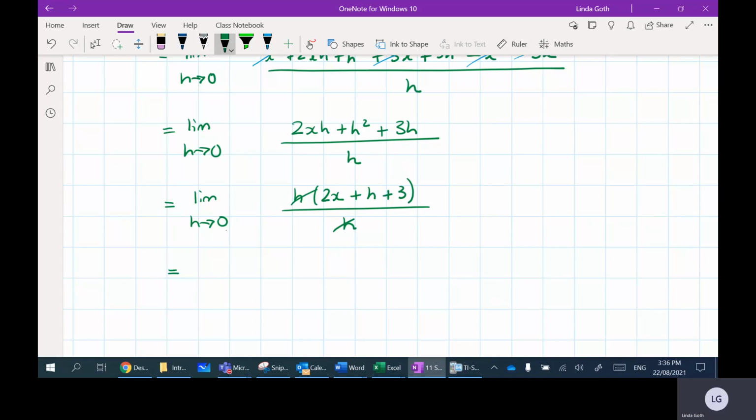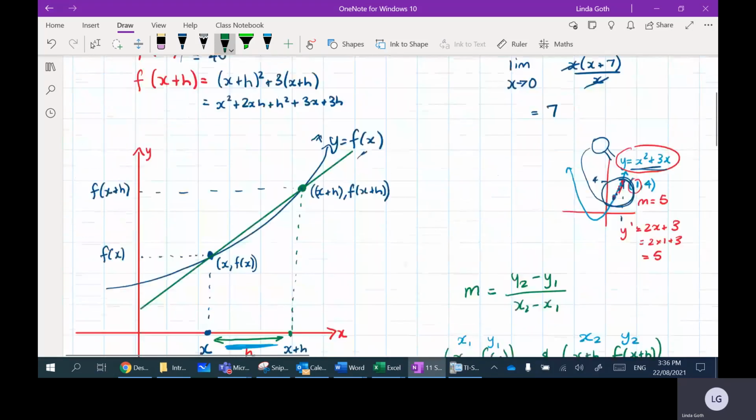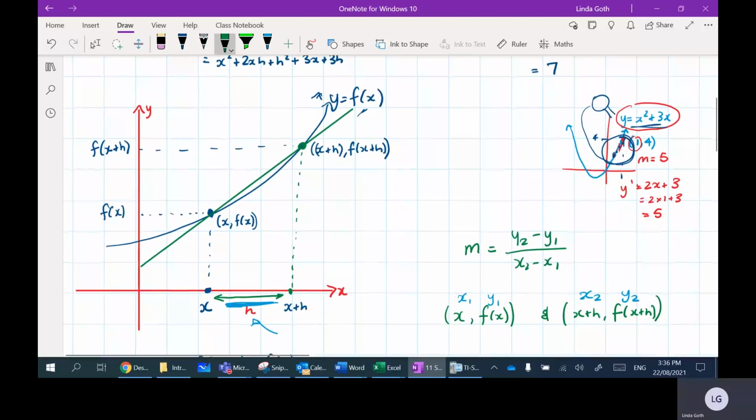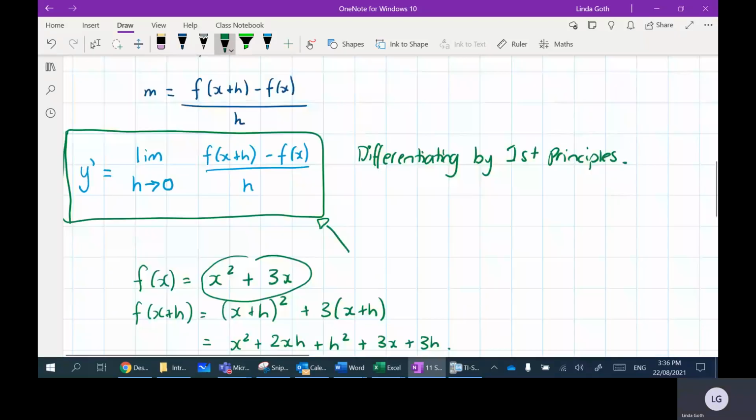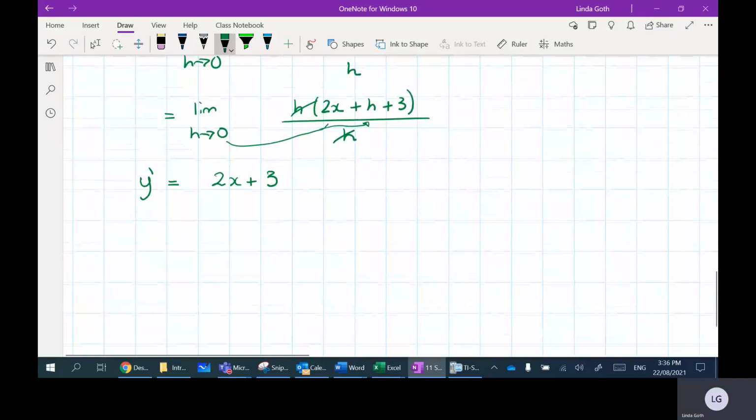Now I can take my limit. I'm going to put h equals 0 wherever I see an h. So I'm left with 2x plus 3. And that's exactly what we said was going to happen right at the beginning of our last lesson. There it is over there. We already knew that. That was a very long-winded way to get the answer because I told you last lesson that when you have y equals x squared plus 3x, y dash is equal to 2x plus 3. So it's a very long-winded way of doing it.